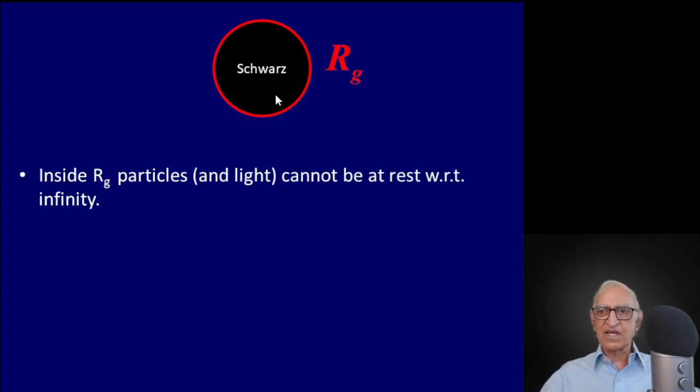Now let's first consider a non-rotating, spherically symmetric Schwarzschild black hole. Inside this event horizon, whose radius is Rg, particles and light cannot be at rest with respect to infinity. That is, it will have to fall into smaller and smaller radii till it goes to the center of the black hole.